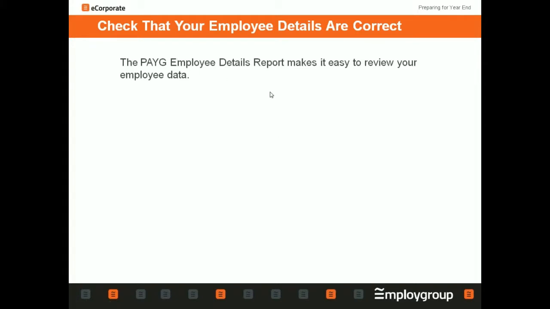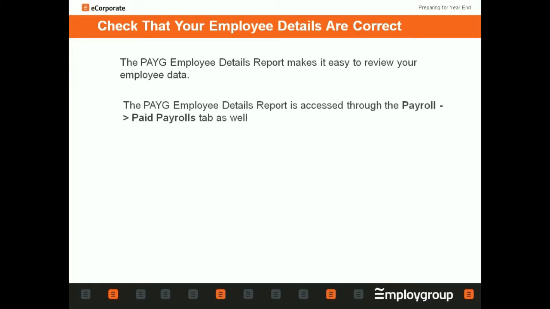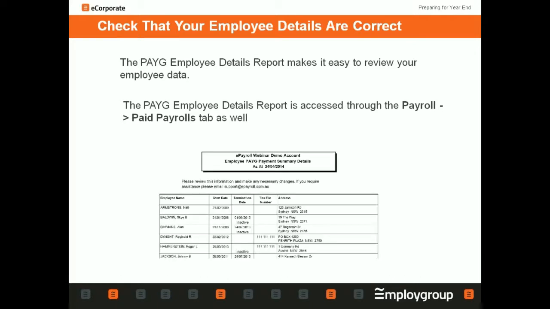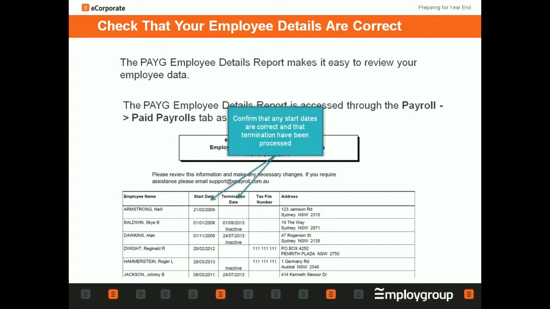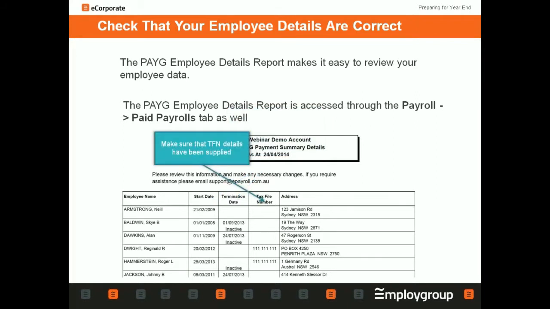The PAYG employee details report, in the same way as the employer details report, makes it easier for clients to verify employee details. This report is accessed through Payroll and then Paid Payrolls, and again go to the most recent payroll for the month. Confirm that start and termination dates are correct in the system and that any terminations have been processed.